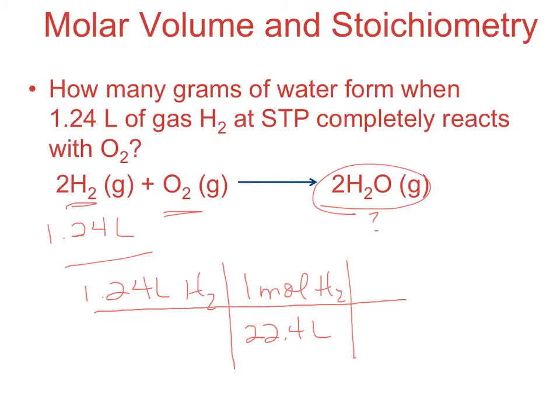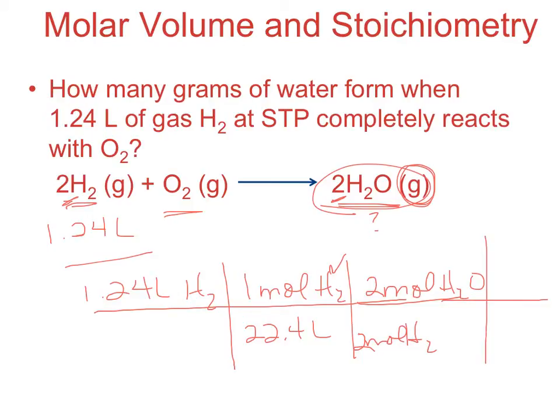Then the mole-to-mole ratio of what you're working with, which is hydrogen, to what you're trying to get to. We're trying to get to water, which is in the gas phase in this reaction. There are 2 moles of water for every 2 moles of hydrogen, so it's really a 1-to-1 mole ratio. And then the problem asks for grams of water, so I need to go from moles. If I stopped right here, I would have moles of water.